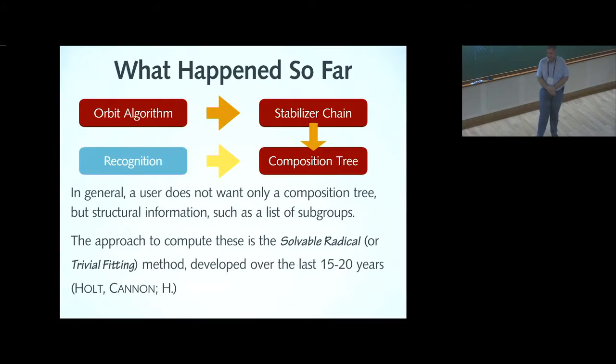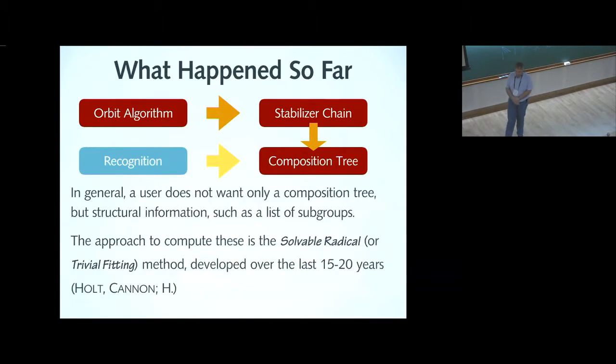So what we have done in these lectures, after some basic introduction to what GAP does and how it is used, is we started with the orbit algorithm. From the orbit algorithm, we got to stabilizer chains, and stabilizer chains for permutation groups gave us a way to calculate a composition series, a composition tree. For matrix groups, using constructive recognition, we have also seen ideas for how one can build a composition tree.